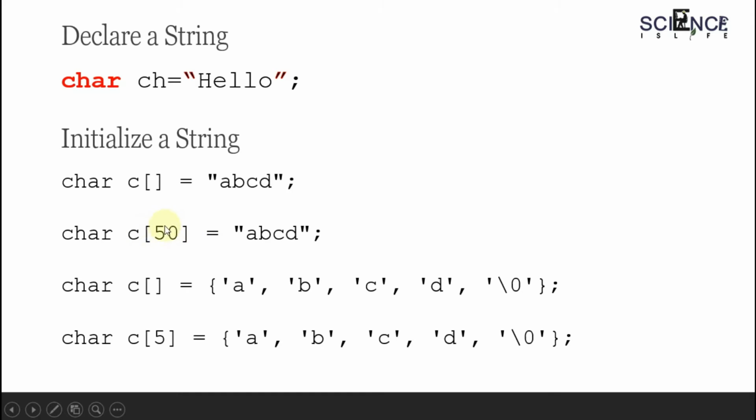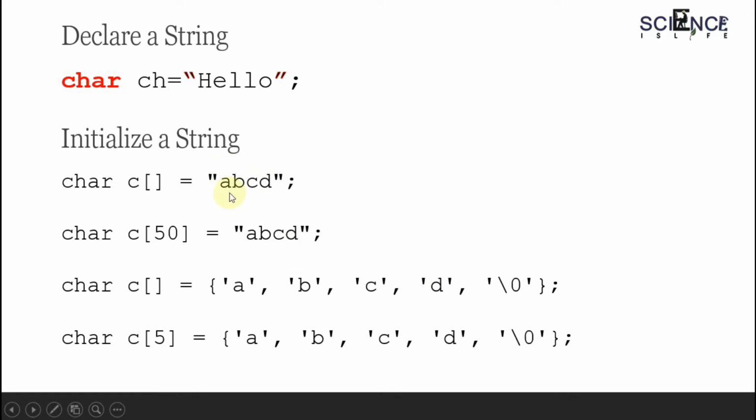Or otherwise I can manually give a size for my array. Here I have given 50 as the size of the array. Then I am assigning ABCD to it, right? Then there will be spaces. My array is not filled, so there will be spaces within my array. Or there is another way to assign strings into my array.